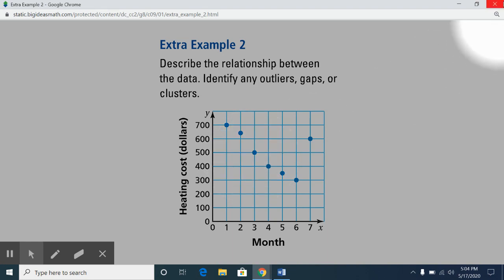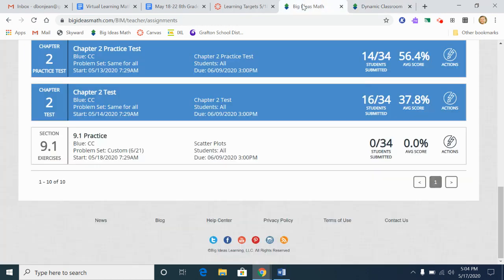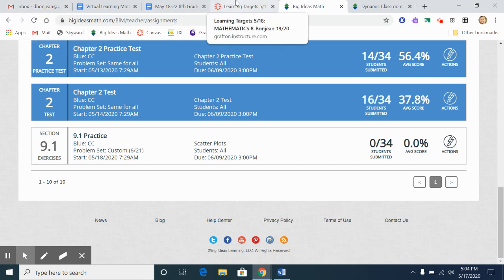So honestly, that's it for scatter plots, okay? So what you guys are gonna do now is you're gonna go into big ideas, and today you're gonna complete a couple problems under the 9.1 practice. All right, tomorrow and Wednesday you will be given IXL benchmarks on this information. Hopefully this all made sense to you. If not, always email me or ask in the discussion thread. But otherwise, I'll talk to you guys tomorrow.